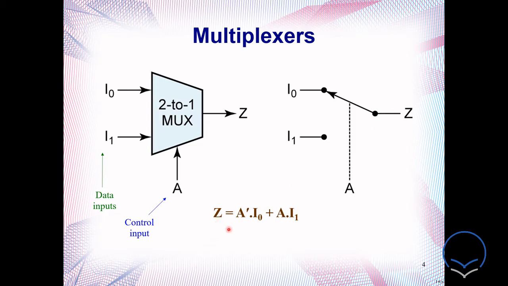Then we can represent Z as: when A equals 0, A prime dot I0, plus, that means OR, when A equals 1, A dot I1. So this is the typical representation of the 2 to 1 mux and its output equation.